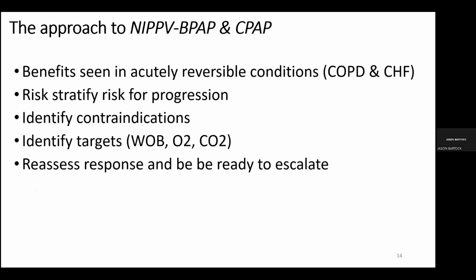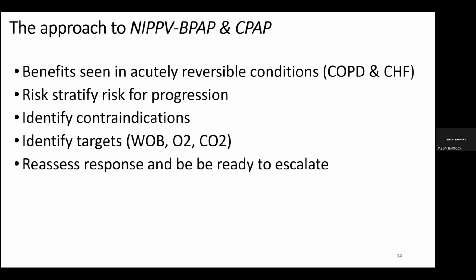Okay. So approach, like we said, benefits seen in acutely reversible conditions. Do we use it in other? Sure. Are you allowed to? Absolutely. Go all the way back to the very first slide. The reason why we use non-invasive ventilation is to take over some or all of the work of breathing. That work can be generated from anything: CHF, COPD, pneumonia, ARDS. You're escalating to a mechanical support for a failing respiratory system.